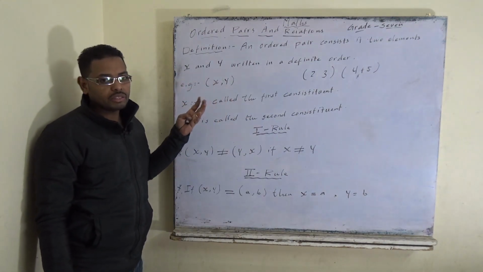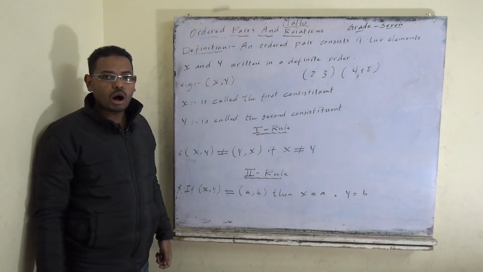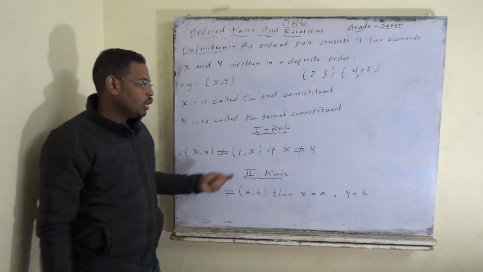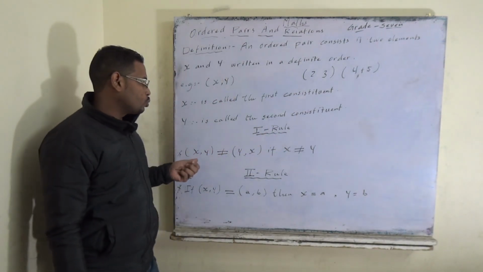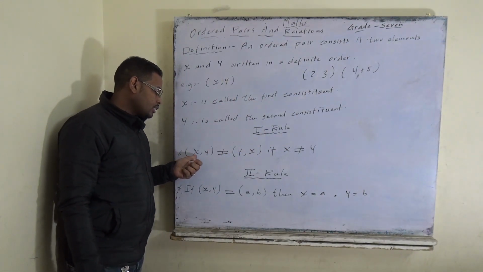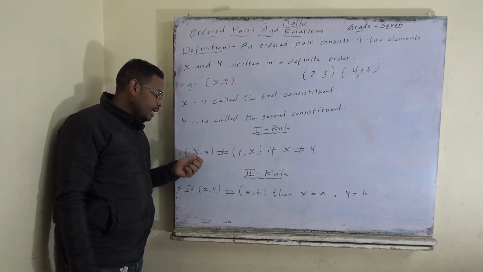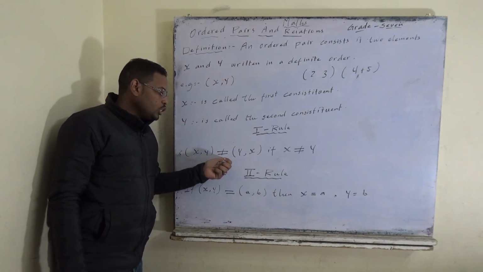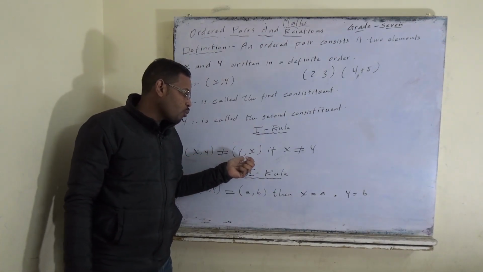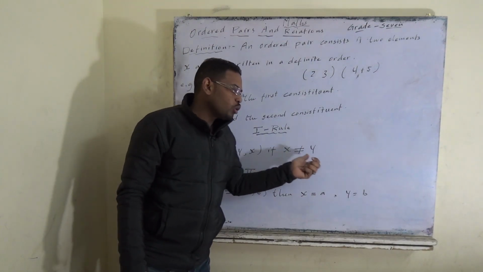Here we have two rules in ordered pairs. Now, let's move into our first rule. The first rule says that the ordered pair (x, y) is not equal to the ordered pair (y, x) if x is not equal to y.